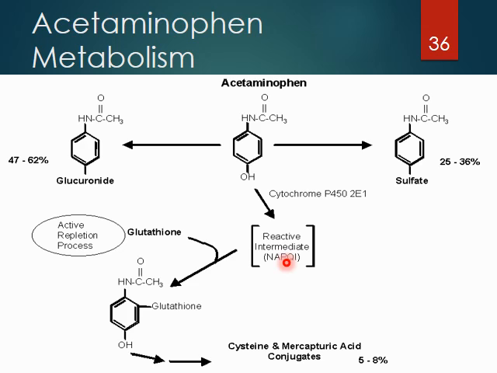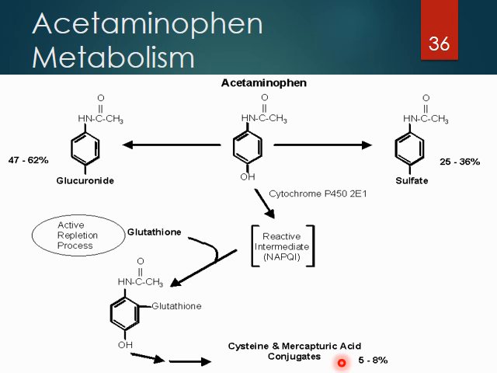Again, you don't have to memorize this entire process. This is really just for illustrative purposes. But this NAPQI is actually a very toxic component. This is what causes a lot of the hepatotoxicity you see in acetaminophen overdose. What the body can naturally do, though, because you have 62% going through glucuronidation and 36% going through sulfation, is that usually a very small component undergoes CYP2E1 metabolism, and whatever small amount ends up producing this NAPQI, you have glutathione conjugation, where glutathione is added on to the molecule, which can then be further metabolized and excreted.